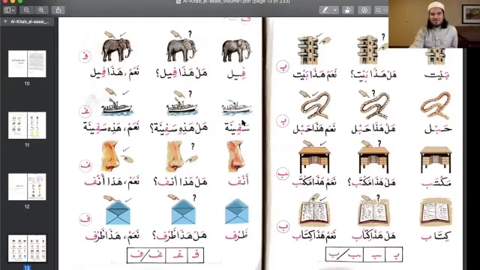Are you able to use a... All right, tamam. Right here. Wait, which one? Right here. The second row on the second page. Is it Safina? Yep.